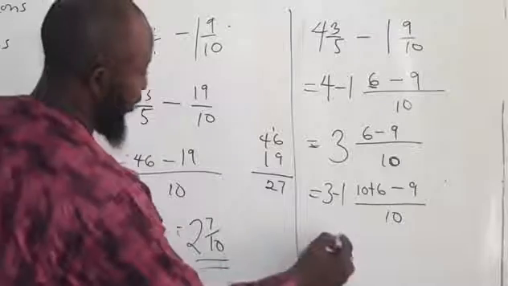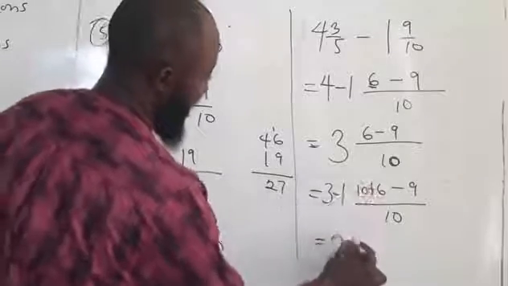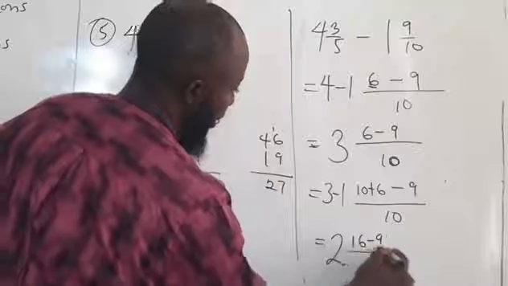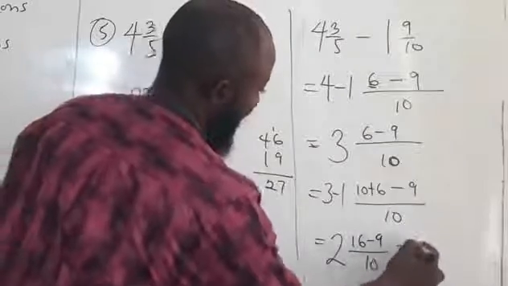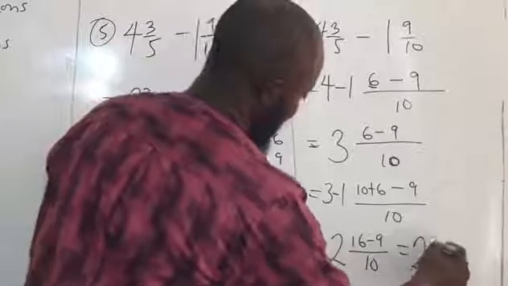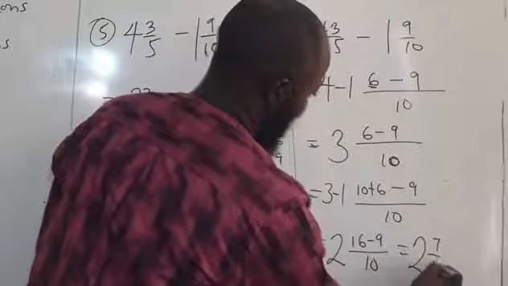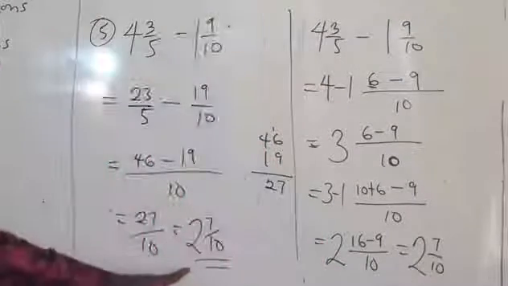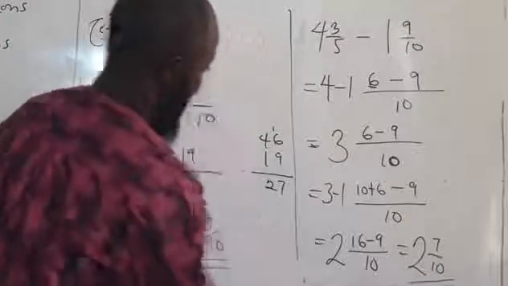So this will then become what? 2. Then 16 minus 9 all over what? 10. So that is 2 whole numbers. 16 minus 9 is what? 7. All over what? All over 10. So you can see that we have the same answer as we have it here.